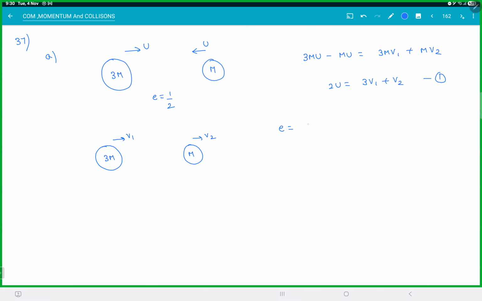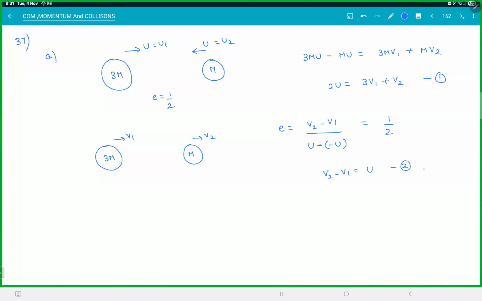Coefficient of restitution: this is v2 minus v1 over u1 minus u2. So this is my u1 and this is my u2. So that will be u minus of minus u. This is e. So v2 minus v1 will be u.